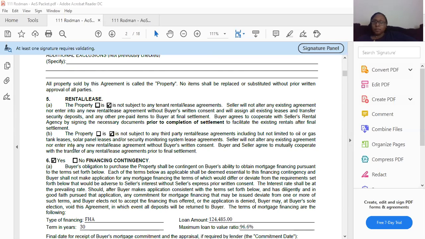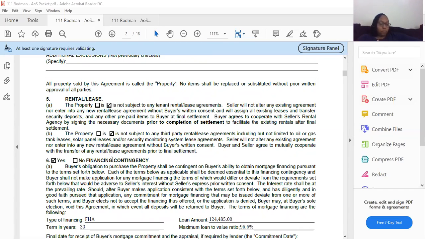All right. Section 5 talks about any rental or lease agreements that the property is subject to. The first section talks about if the property itself is leased or if there is a tenant in place, is or is not. The second section talks about any third-party agreement, is or is not as well. It's talking about things like solar panels, any tanks, whether propane or oil tanks, those kinds of things.